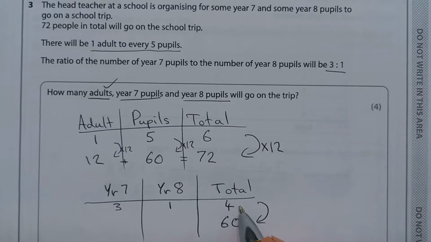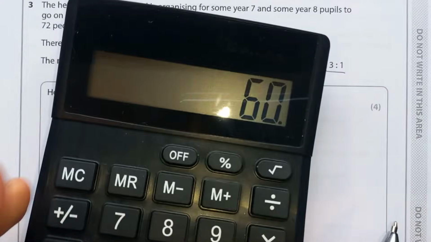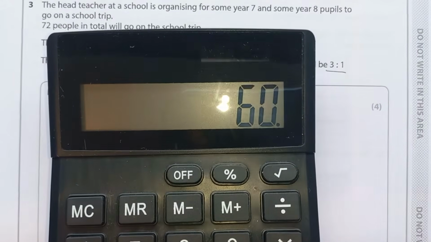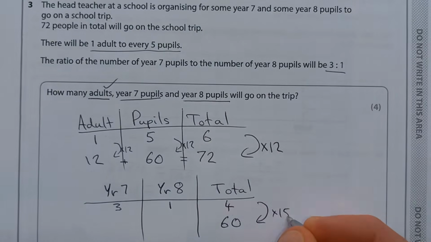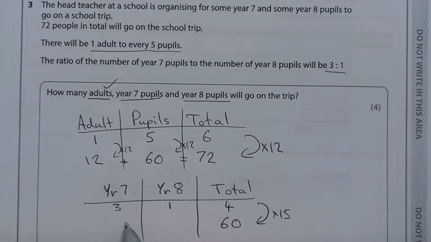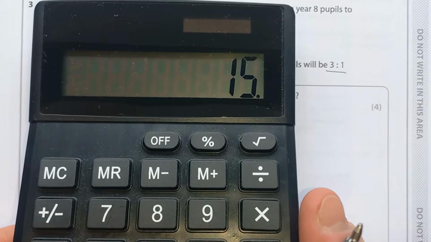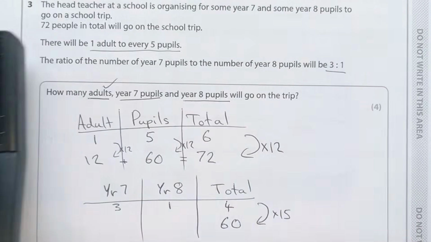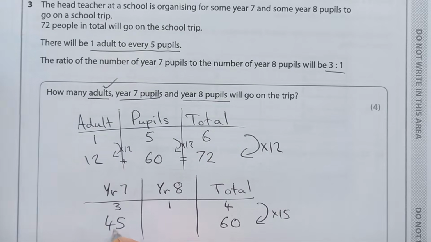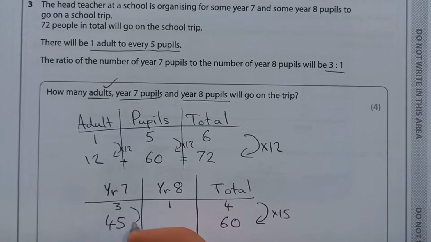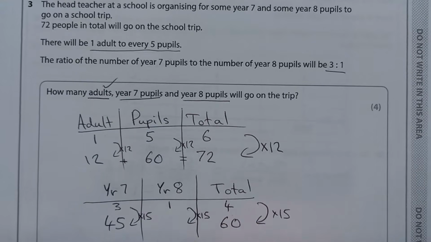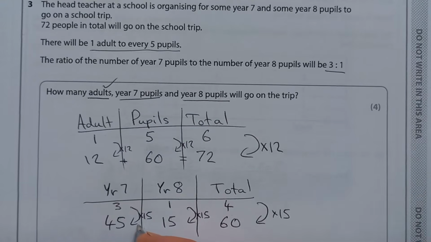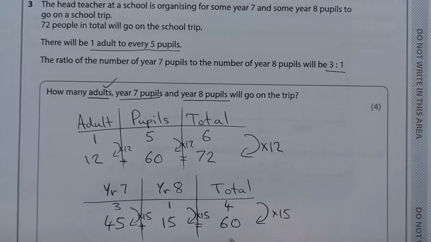So how are we getting from the 4 up to the 60? Well, if we take our 60 and divide it by 4, we get 15. So we can multiply these. So let's start off with 15 times 3. So we're going to have 45 Year 7s. Let's show that we're timesing it by 15. And 1 times 15, well, we don't need the calculator for that. That's just going to be 15. And again, we can check that 45 plus 15 does equal 60.